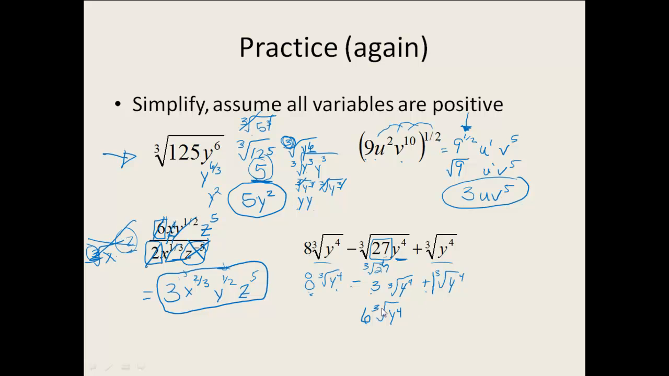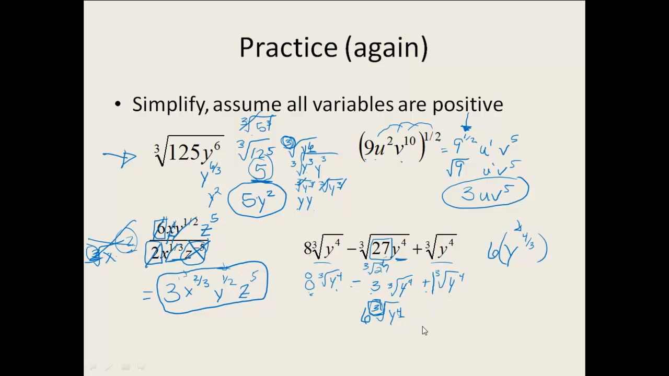But there's one more thing I can do with this. I have an index of 3, and underneath here I have 4. So if I were to write this using rational notation, I would have 6 and then y to the 4/3. I have an improper fraction here, which tells me I can pull some of those y's out. So when my exponent underneath is bigger than my index, I can pull some things out. So what I need is groups of 3, because that's my index.